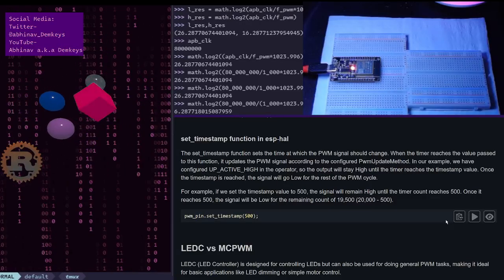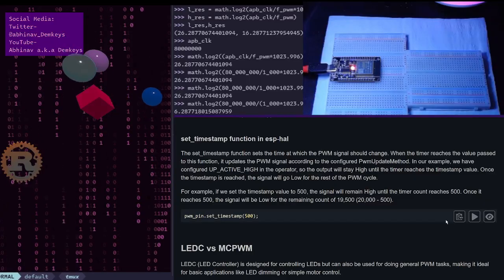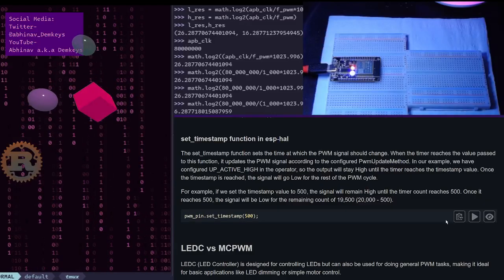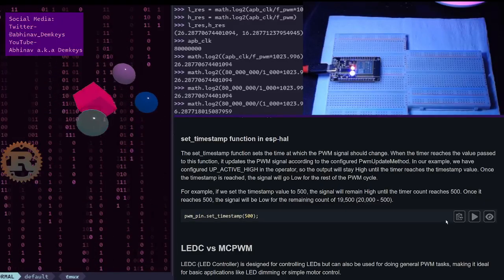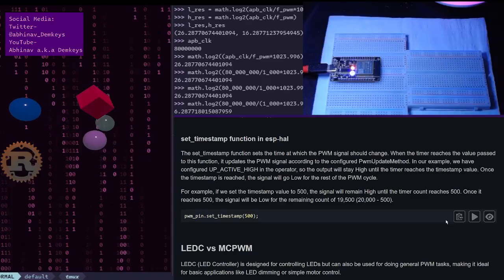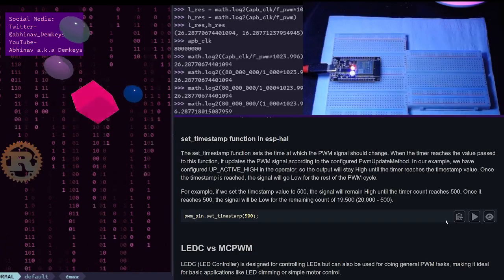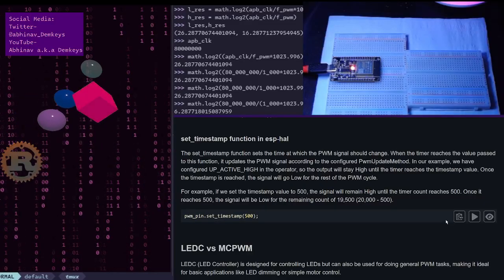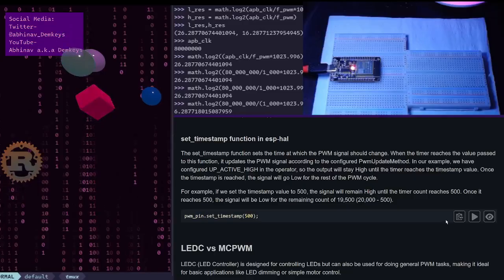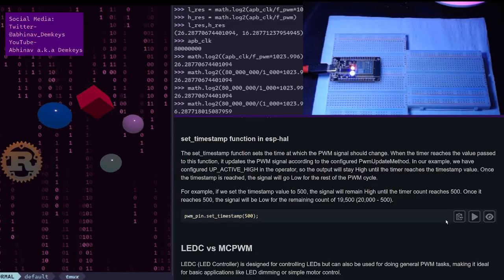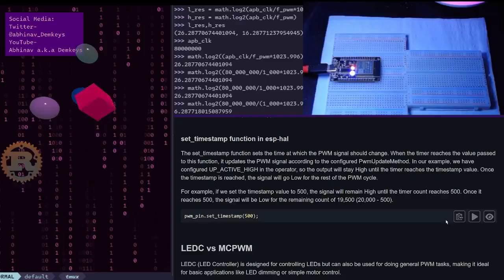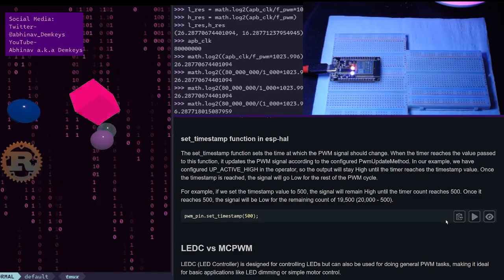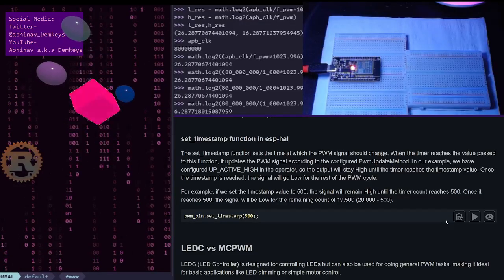The signal will remain high until the timer count reaches 500. So that's the ticks. Okay, 500 ticks. Once it reaches 500, the signal will be low. Oh, okay. Yeah, that's exactly it. The signal will remain high for so and so, and then it'll go low. So that's interesting. Here we are not specifying a percentage. Here we are specifying the number of ticks that it should remain high for, the number of ticks within the cycle.